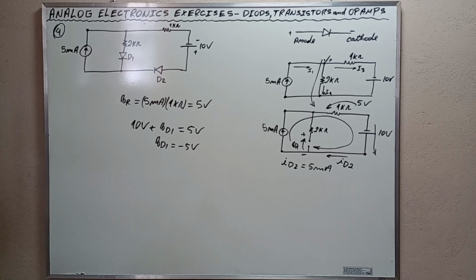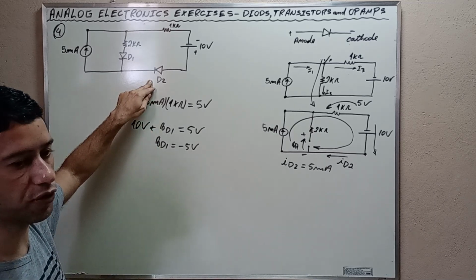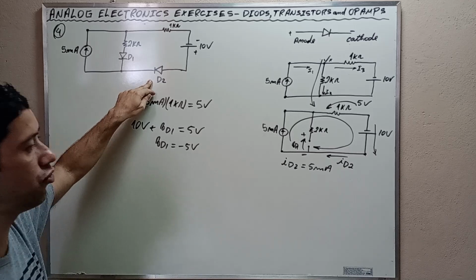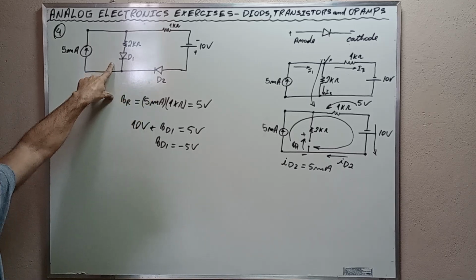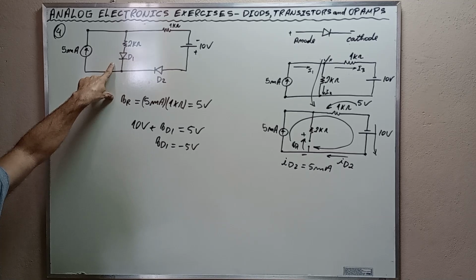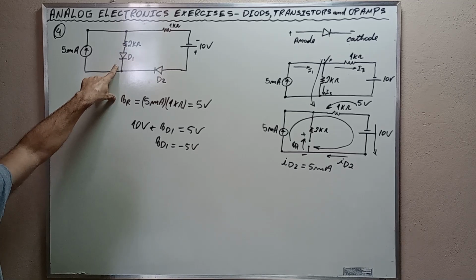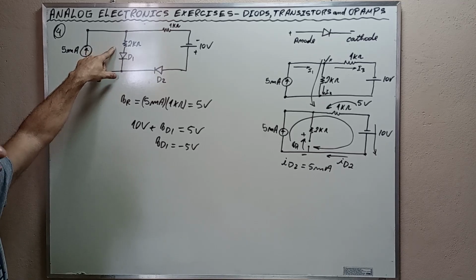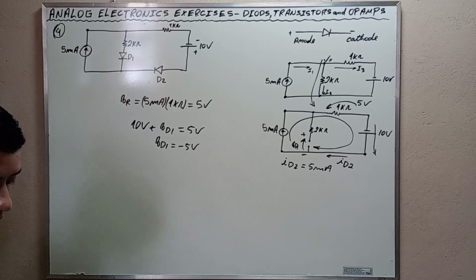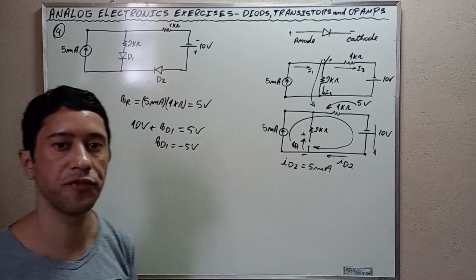Okay? And this is all for exercise number 4. D2 is conducting, that is, D2 is on, and we have proved that D1 is off, that is, D1 is not conducting because the cathode of D1 is higher in potential than its anode. Okay, my friends, this is all for exercise 4. Let's go to exercise 5 now.